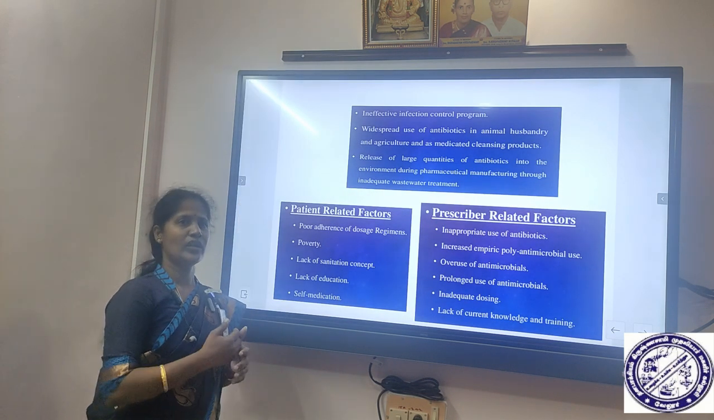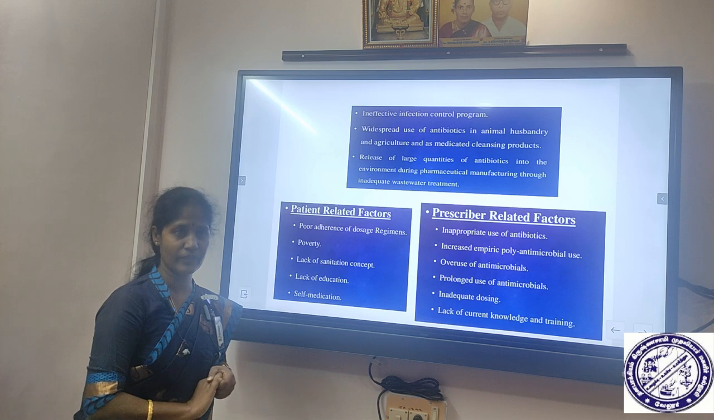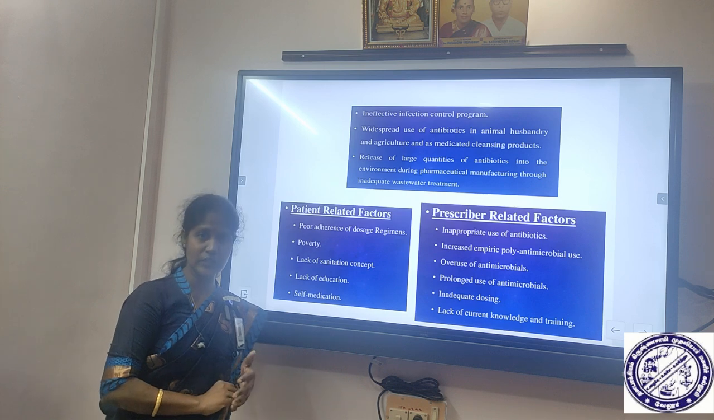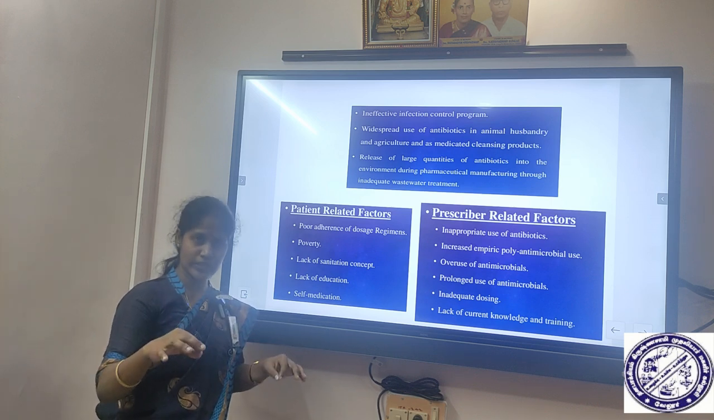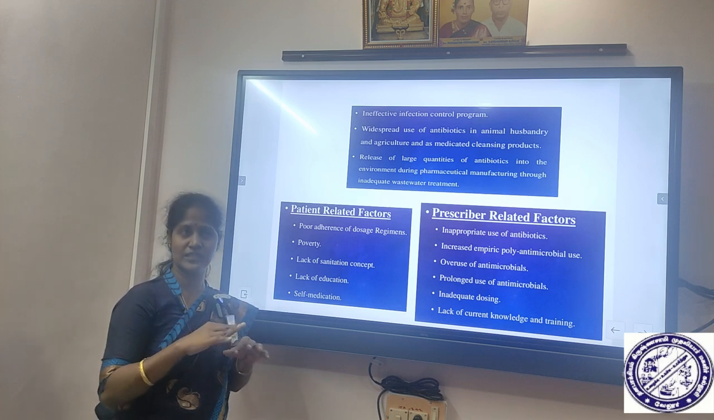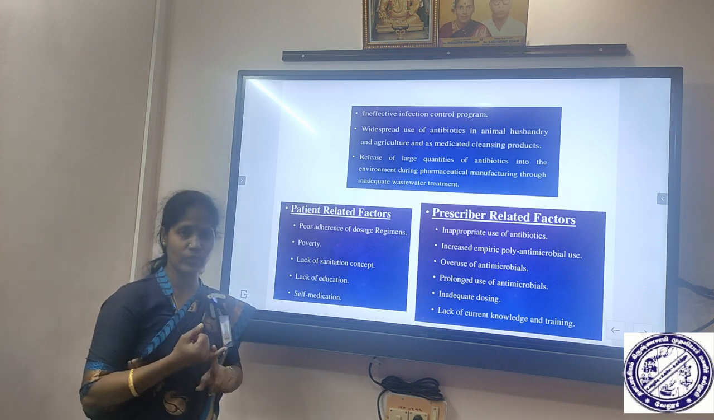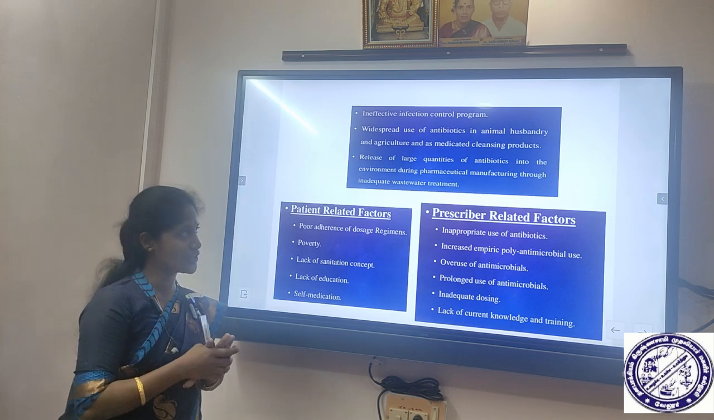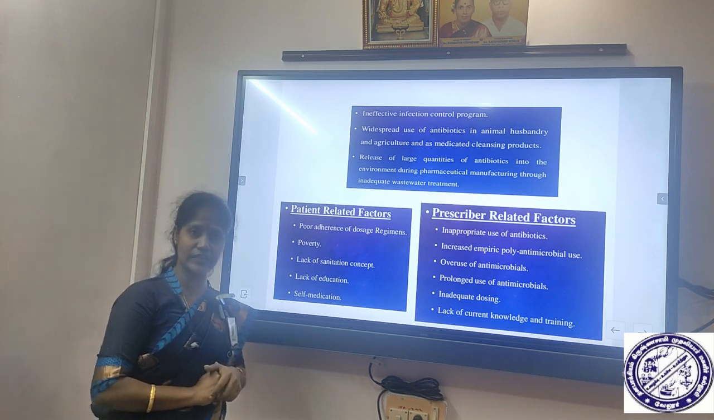And what are the other factors? Ineffective infection control programs. Different governments implement different strategies for the control of a particular infection or a variety of infections. If those control programs are not effective, the antimicrobial resistance will be prevalent. So ineffective infection control program is one of the main factors. And widespread use of antibiotics, especially in animal husbandry and agriculture, and as medicated cleansing products.